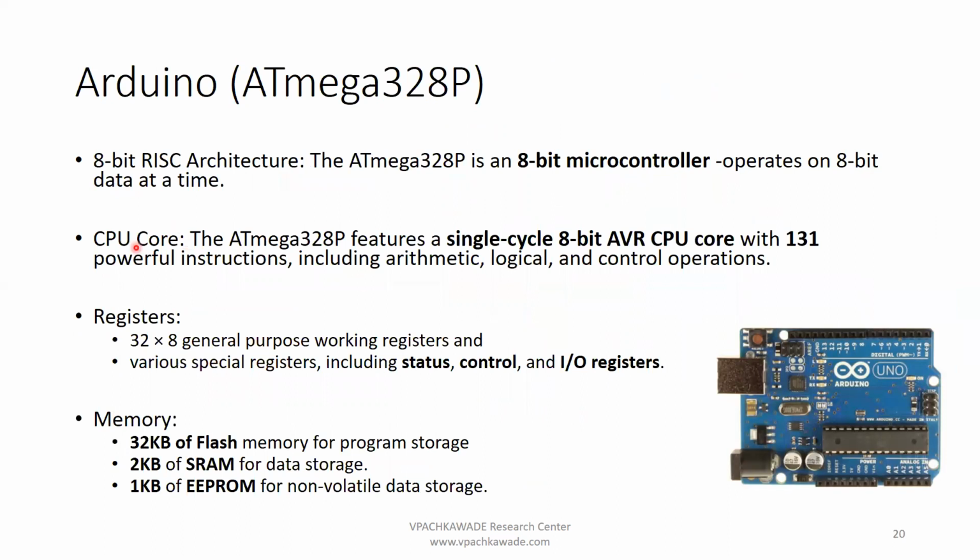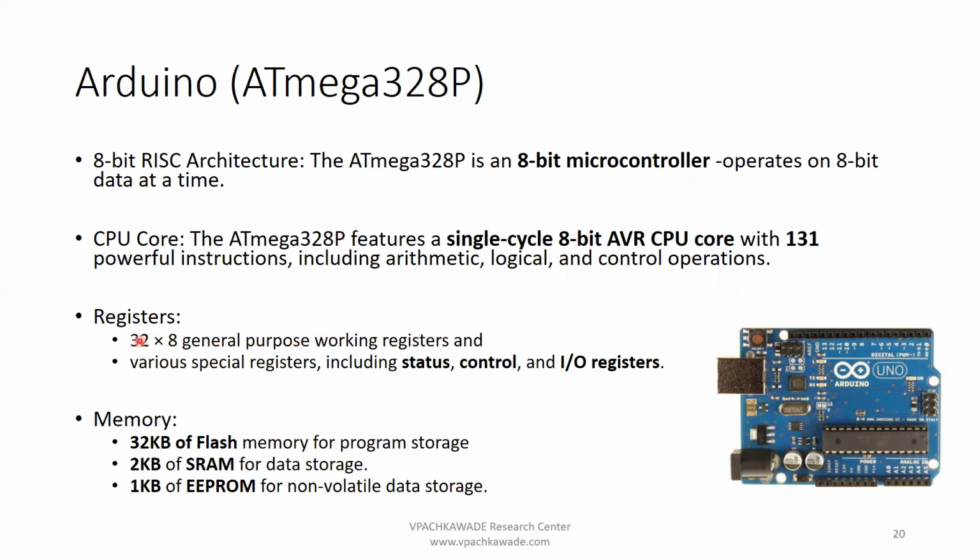Its CPU uses a single cycle to perform instructions and data. Based on the instructions, it performs some operation on data, and it has 131 powerful instructions. So you see, that's why we also call it a RISC type of architecture. Reduced instructions, only 131 powerful instructions to perform arithmetic, logic, and control operations.